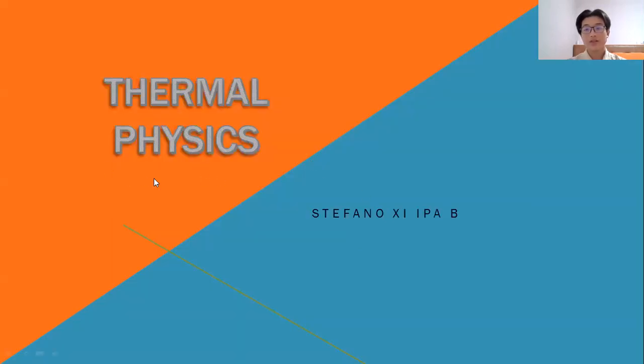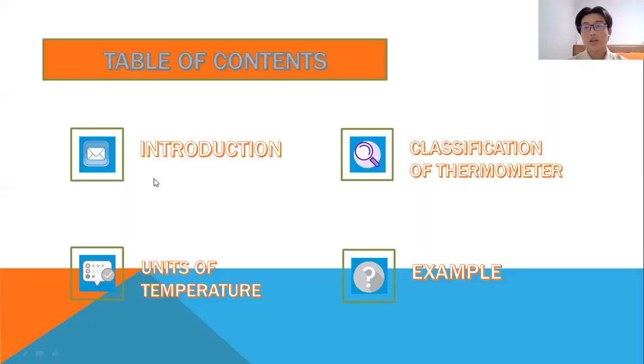So, thermal physics. Today we're going to discuss the terms and conditions which will introduce you to thermal physics. We will get a better understanding later on. Then the second table of contents is classification of the thermometer. We're going to discuss the thermometer according to the use and also according to the function. Then we're going to discuss the units of temperature.